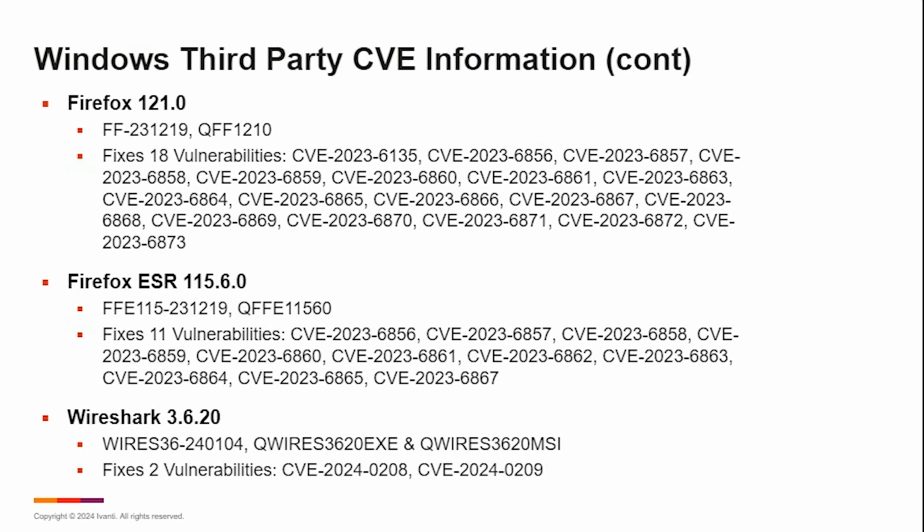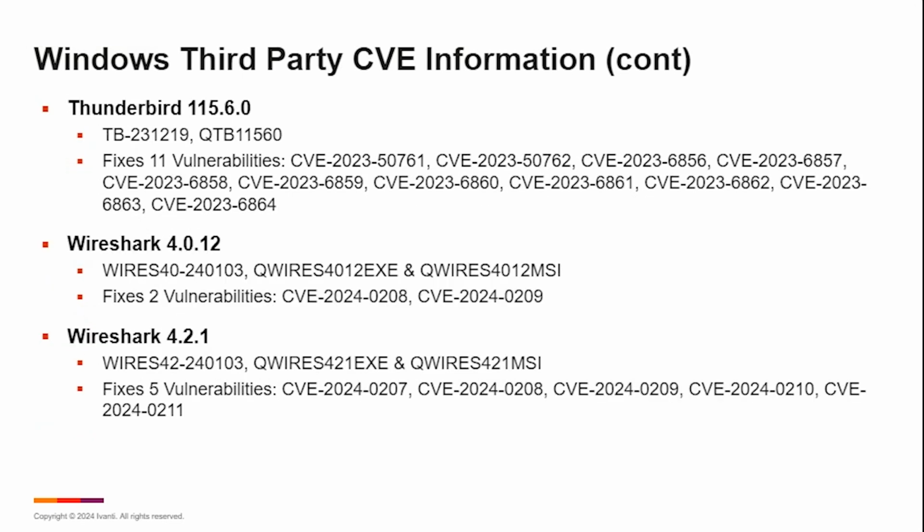They actually updated several versions of Wireshark. 3.6, they updated 4.0 and 4.2 as well. So if you're running Wireshark in your environment as part of a discovery tool, analysis tool, make sure that you have that updated. And we had a Thunderbird update as well, addressing 11 vulnerabilities this month.